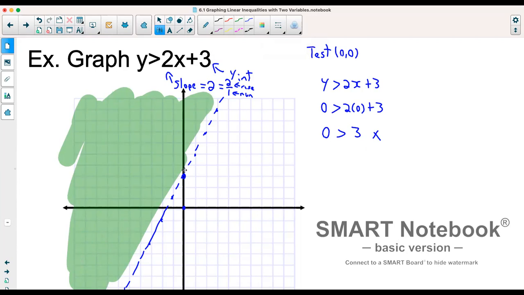So for example, if I went up here to, let's say, 0, 6, I'd have 6 is greater than 0 plus 3, which makes sense.